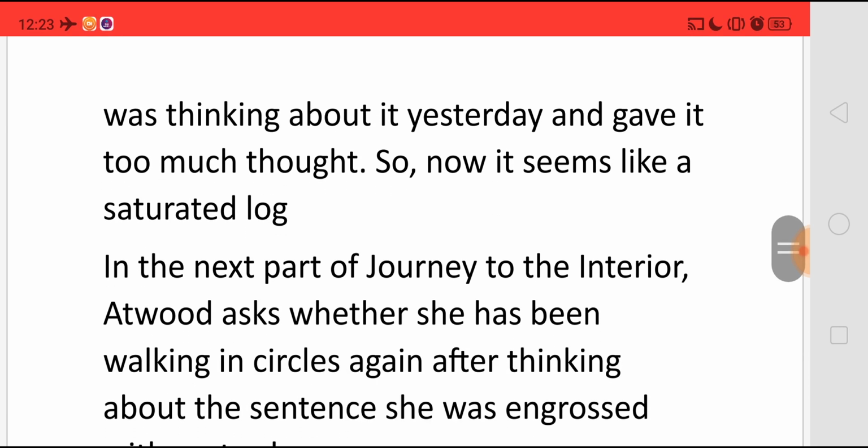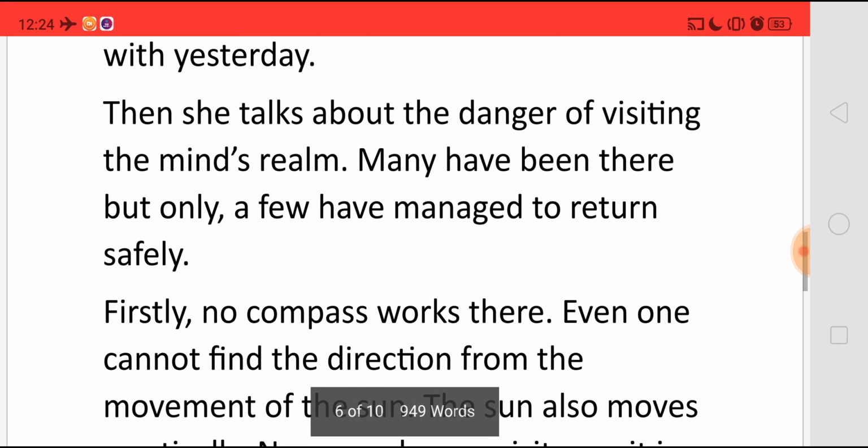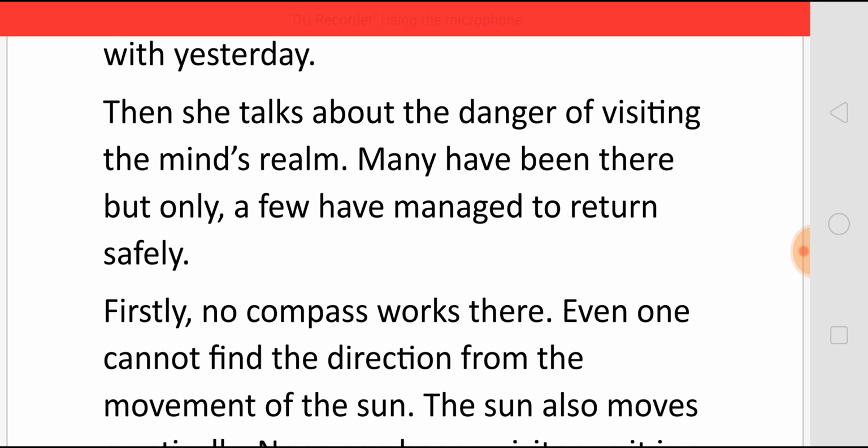She was thinking about it yesterday, and maybe she gave it so much thought that now it seems like a saturated log. And in the next part of the journey to the interior, Atwood asks whether she has been walking in circles again after thinking about the sentence she was engrossed with yesterday. Then she talks about the danger of visiting the mind's realm.